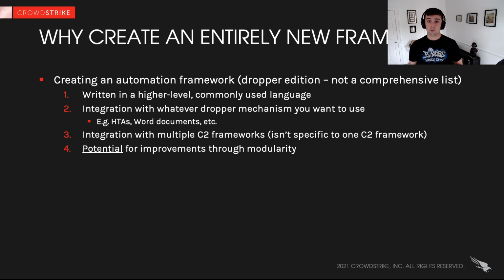We want to be able to support any C2 framework. Essentially, we don't want it to be specific to one C2 framework. If a C2 framework can create shellcode in order to generate the artifact used for the engagement, that is what we need, and that's what we should be able to support and keep it C2 agnostic. And then we want the potential to always be improving through modularity.